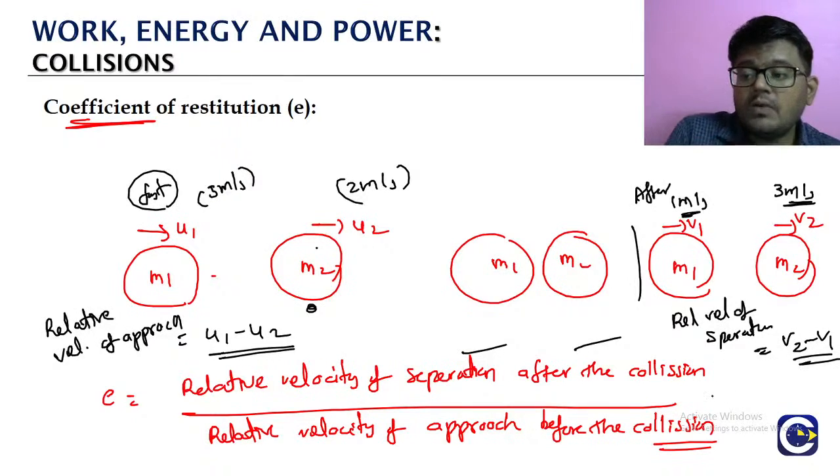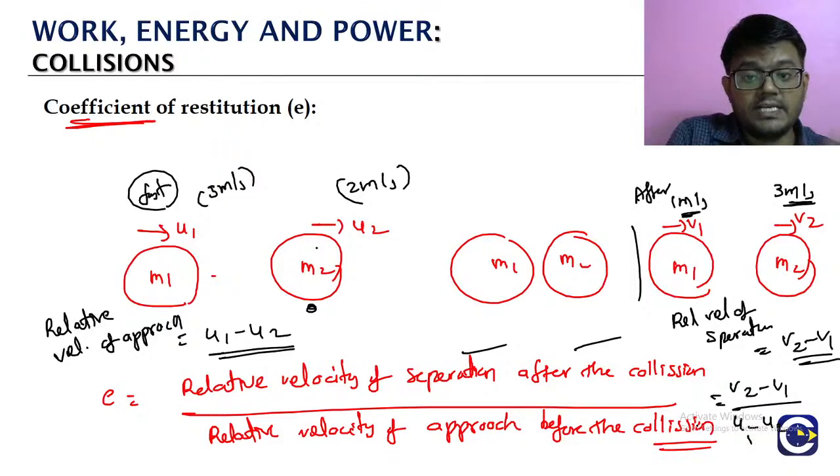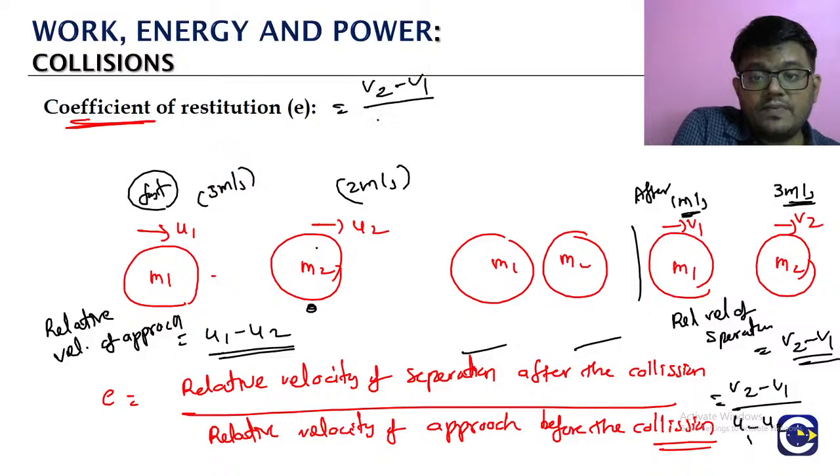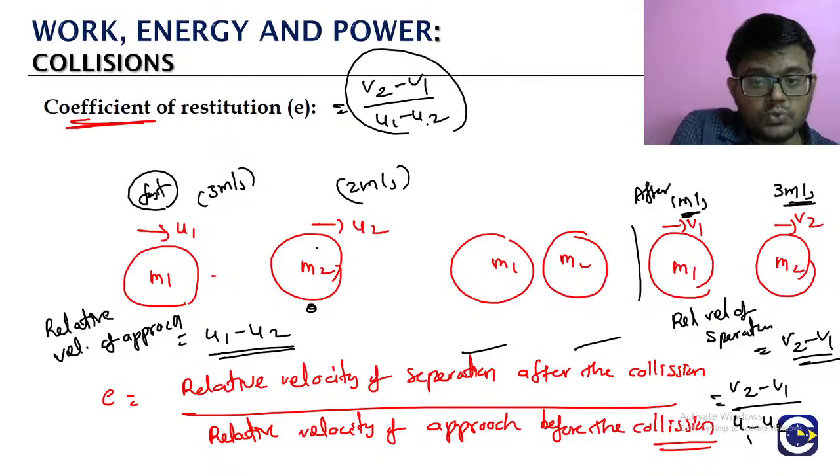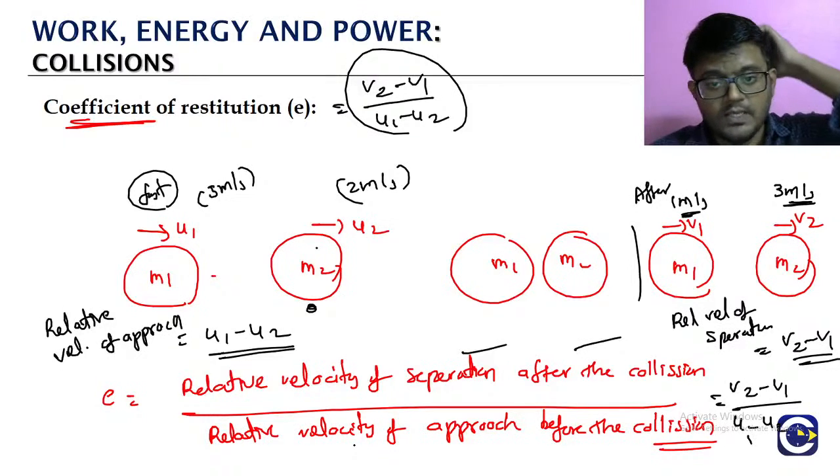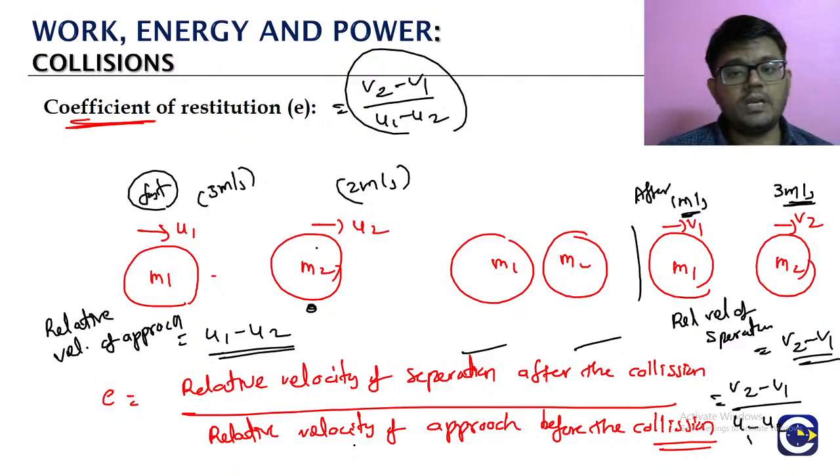Now see, what is the value of e going to be? The relative velocity of separation after the collision, which is v2 minus v1, divided by the relative velocity of approach before the collision, which is u1 minus u2. The order changes, and we have to remember that correctly. So it is v2 minus v1 by u1 minus u2. Okay? This is exactly how we should write the formula.